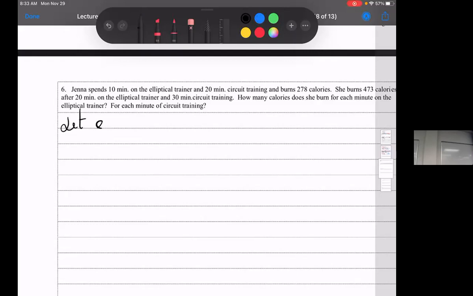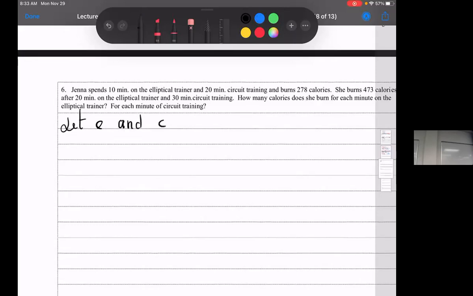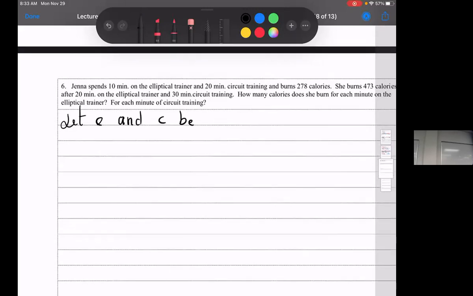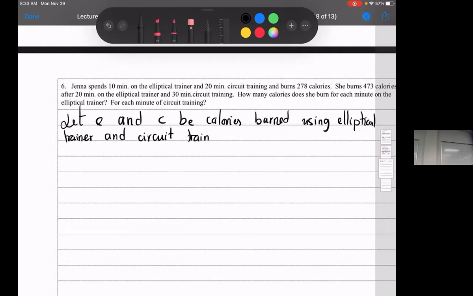let E be elliptical and C be circuit, E and C. What are we looking for? Calories that Jenna burned, right? Calorie burn using elliptical trainer and circuit training, respectively. It's going to be a mouthful. Okay. 1 point.